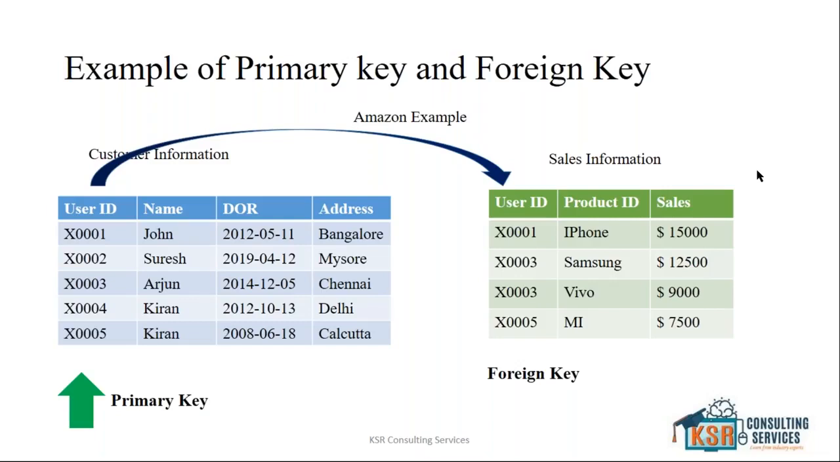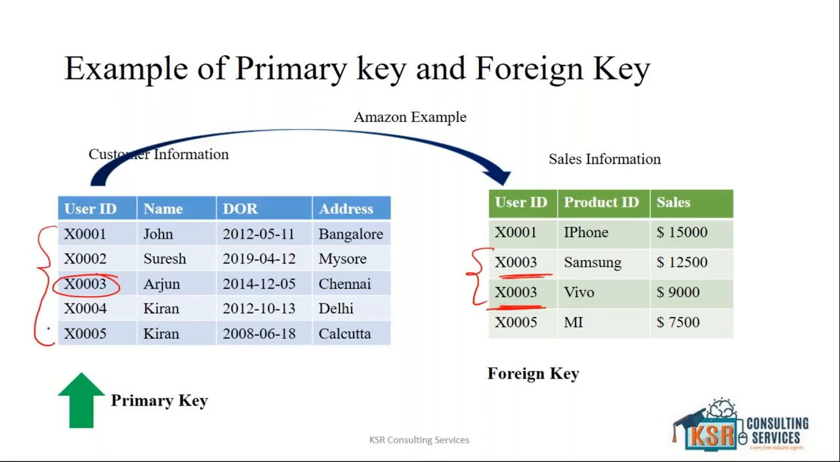Any other answer? So what he's telling is, in this table I have a unique ID, but there is a chance that one person could have purchased multiple products. So this person X003 has purchased 2 times. There it is duplicated, but that's fine. But here it's not duplicated.